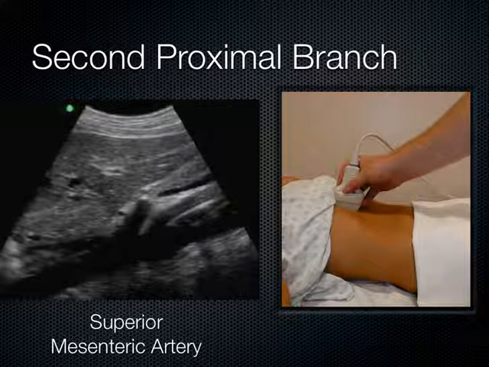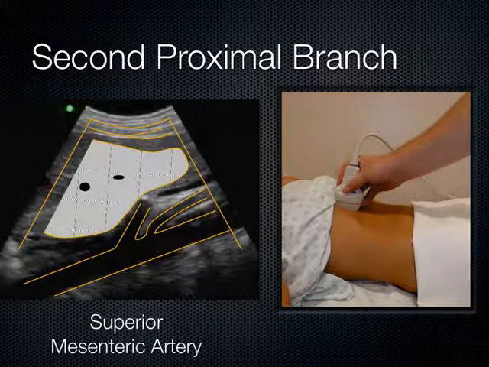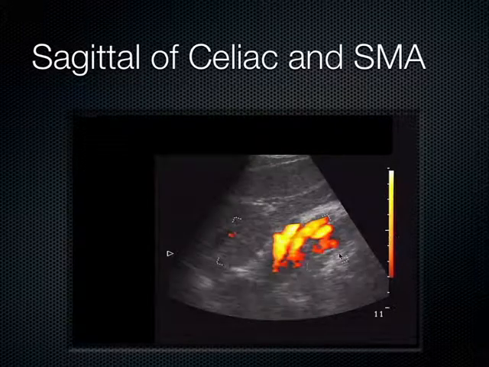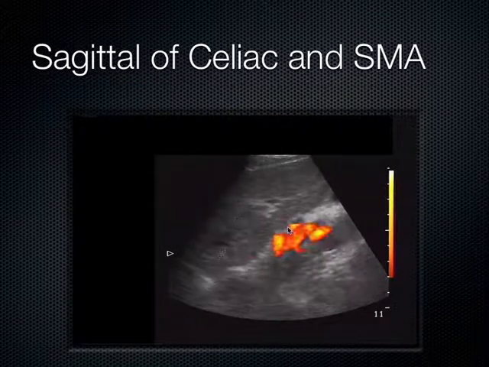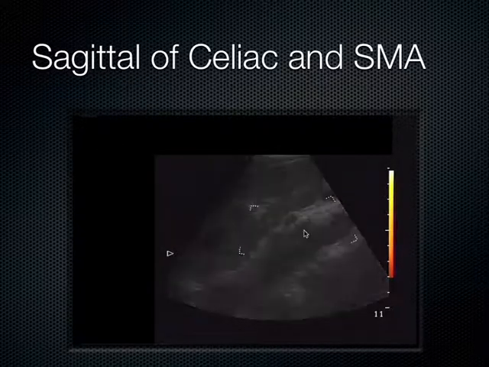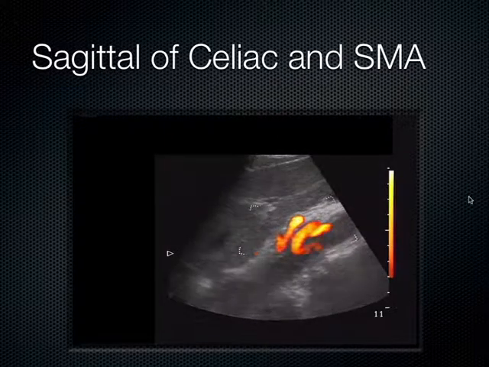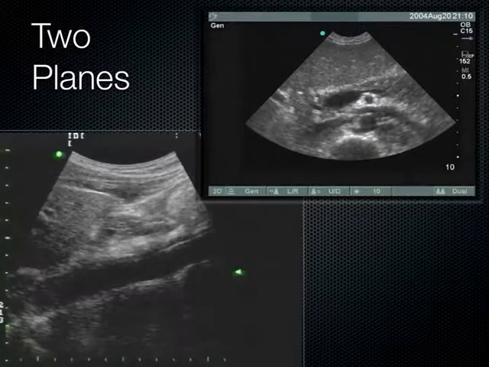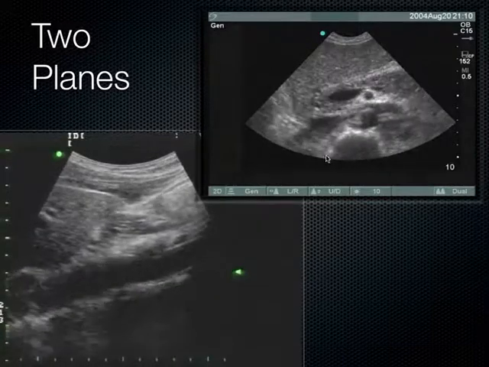Sagittal view here of the superior mesenteric artery. It's the second branch off the abdominal aorta. Pretty easy to see there in its sagittal plane. This is also sagittal. Here's the aorta. Here's that celiac axis. Below it is the superior mesenteric artery. Pretty easy to see with a powerful Doppler. But you always, again, want to look at things in two planes. We're going to go now to this transverse plane.